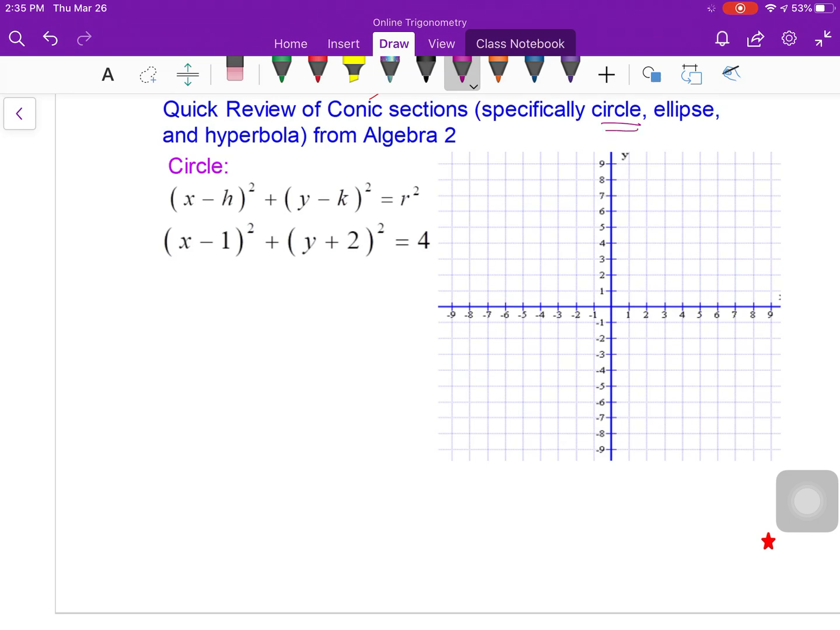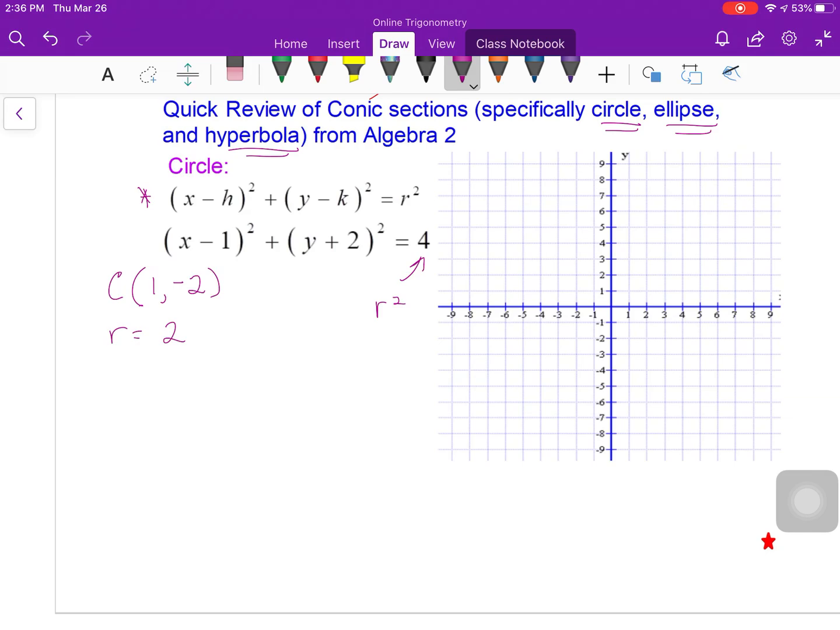Conic sections, if you remember from your Algebra 2, were circles and ellipses and hyperbolas. This first one is a circle. This is the standard form for a circle from Algebra 2. The center is at (h, k). So the center for the one I have here is at (1, -2). The radius, well, this number over here is r squared. So the radius would be 2.